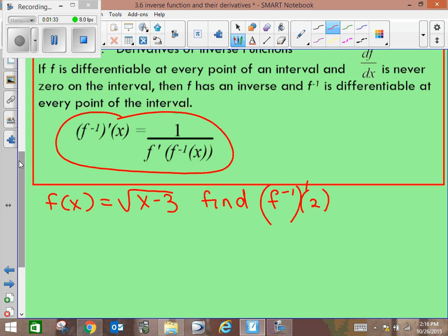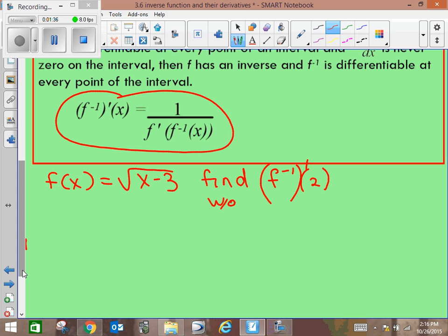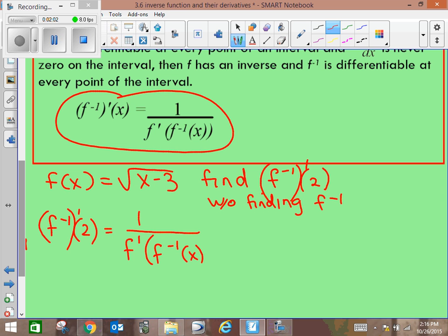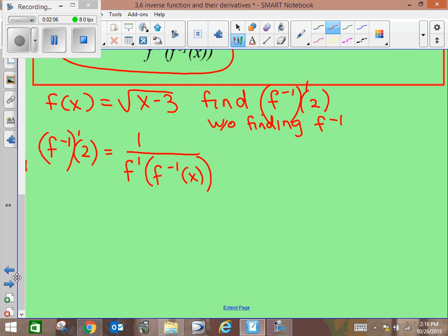So here's what we're going to do, without finding f inverse. We're going to use this formula instead: the derivative of f inverse at 2 equals 1 over f prime of f inverse of x. Now, x is, remember, 2.